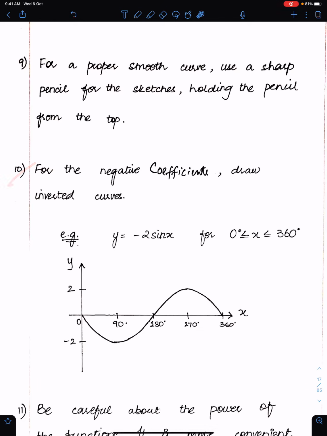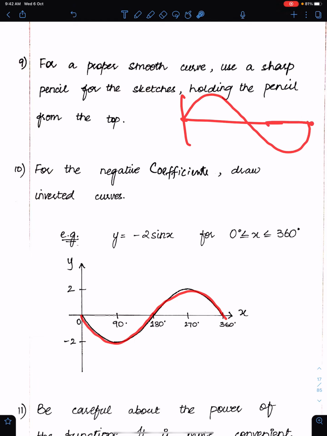Number 10, for the negative coefficients, draw inverted curves. For example, if you have to sketch minus 2 sine x, then you have to sketch the inverted curve. This is the curve of sine x, positive sine x. For negative sine x, this will be inverted like this.